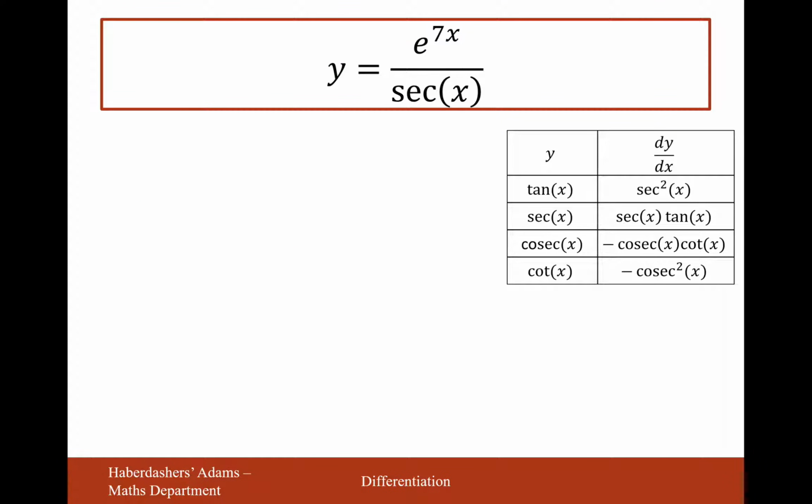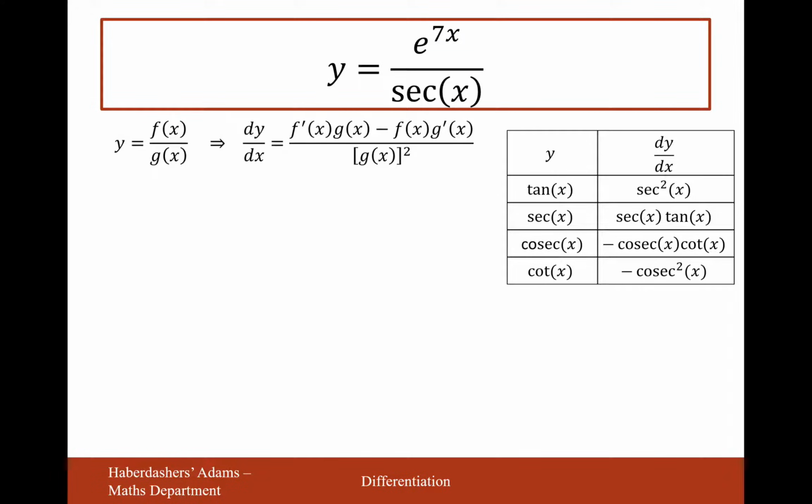Moving on to the next one. In this case here we have a fraction, so it's clearly e to the 7x over sec x. This is going to be using the quotient rule. What you could do, we won't do it in this video, but what you could do is remind yourself that sec is 1 over cos, and turn this into e to the 7x cos x, and differentiate it using the product rule. That'd probably be a better way of doing it. I'm going to carry on doing it by the quotient rule, but you could do it by the product rule as well, just by doing a little bit of rearranging.